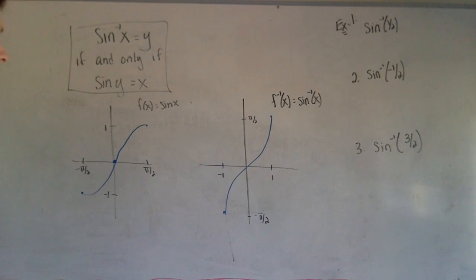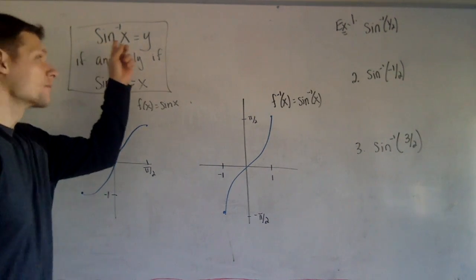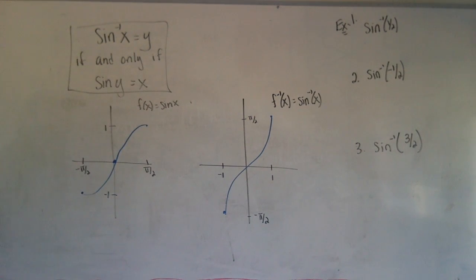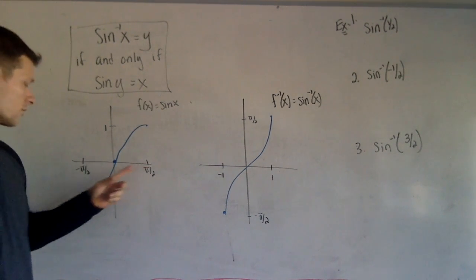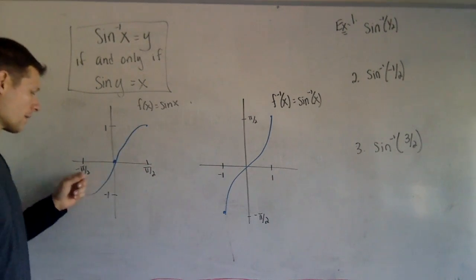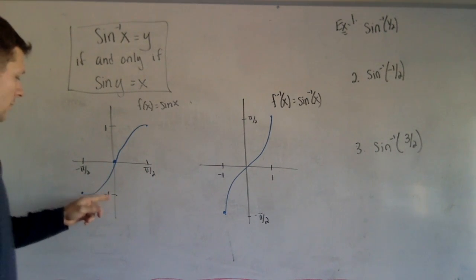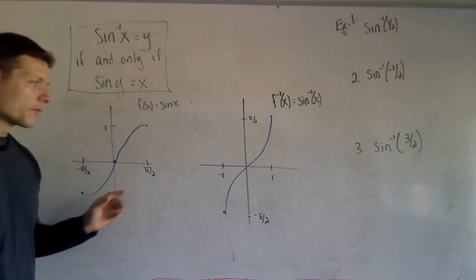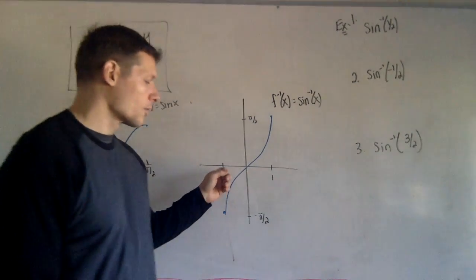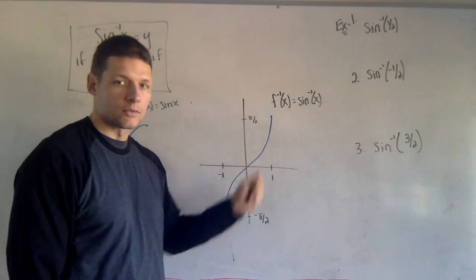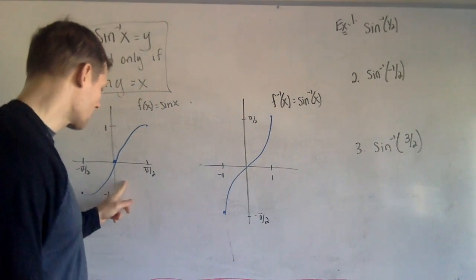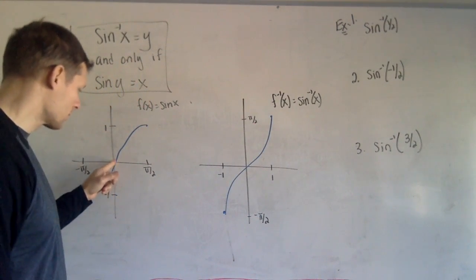Okay, so here's the rule that we're dealing with right here. Sine inverse of x equals y if and only if sine of y equals x. So we have the sine function here. Again, if we restrict it from negative pi over 2 to pi over 2, it's got domain negative pi over 2 to pi over 2 and range negative 1 to 1. But if we look at its inverse, now its domain is from negative 1 to 1, and its range is from negative pi over 2 to pi over 2. That is, we interchange the x and y's. Over here, imagine this is the point 0, 0.